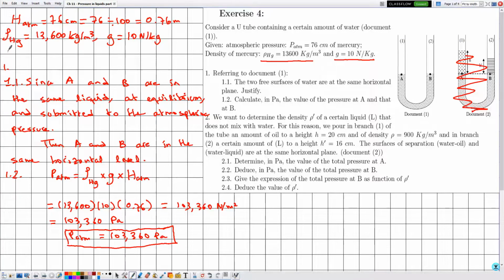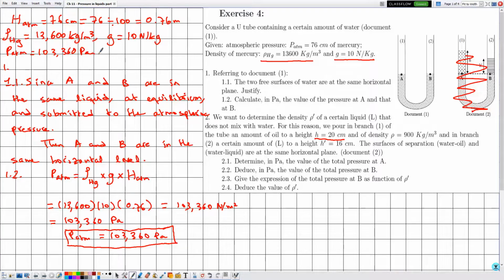And let me write here that the atmospheric pressure is given by 103,360 Pascal. Now number 2, we want to determine the density rho prime of a certain liquid L that doesn't mix with water. For this reason, we pour in branch 1 of the tube an amount of oil to height H equal to 20 centimeters.